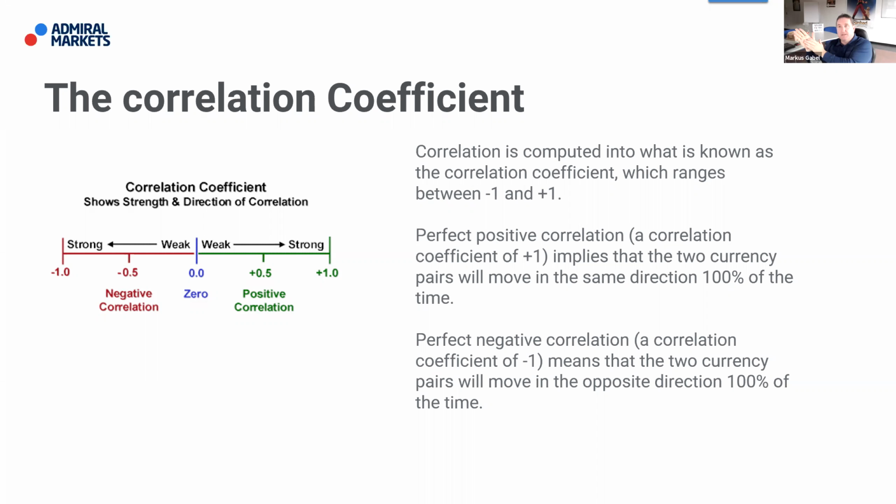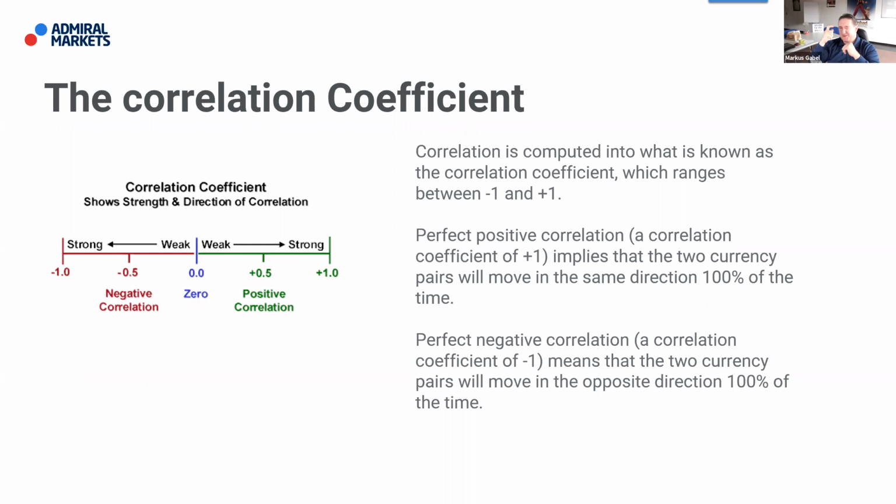Or +1, so maybe you see you have weak, 0.5 and 1, +1.0. That means it grows or increases from weak to strong. The higher the number, the stronger the correlation of two currency pairs. So maybe Euro USD and maybe Aussie USD, for example. Same direction. The higher the number, the more they move in the same direction.